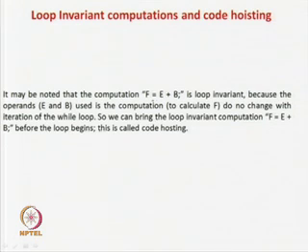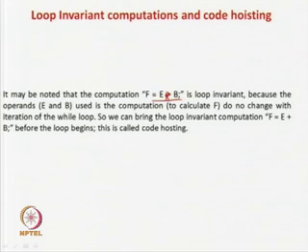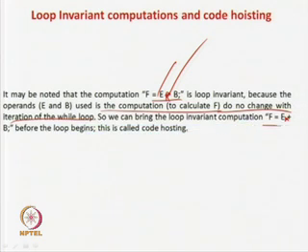You can note that this computation, if you say this plus, or in this case it is a star, whatever is the case, you can also say the star is loop invariant, because the operands E and B used in this computation do not change with the iteration of the loop. That is, the values of E and B do not change in the loop. So, why do you want to keep it there unnecessarily? You can put this computation before the start of the loop. This is actually called code hoisting.